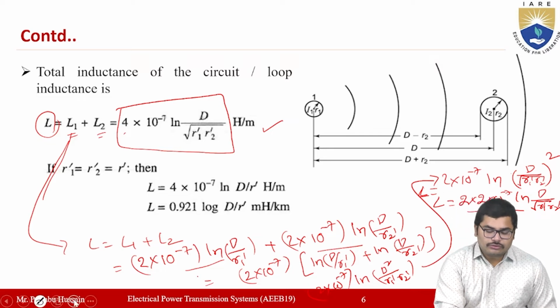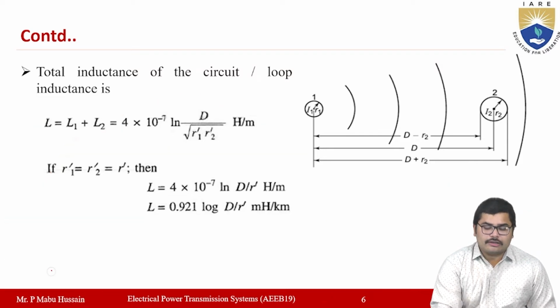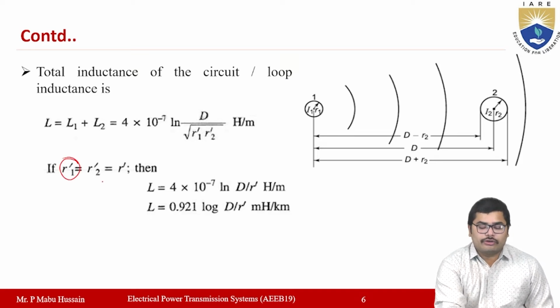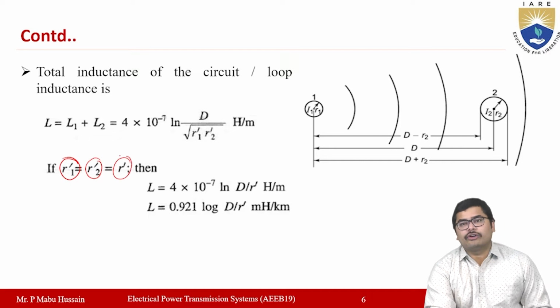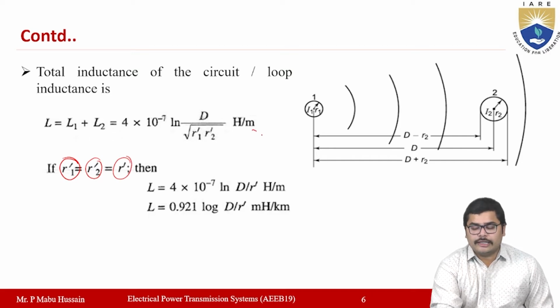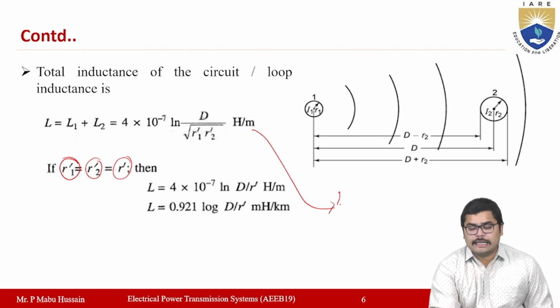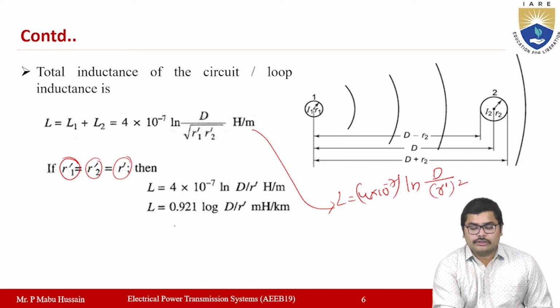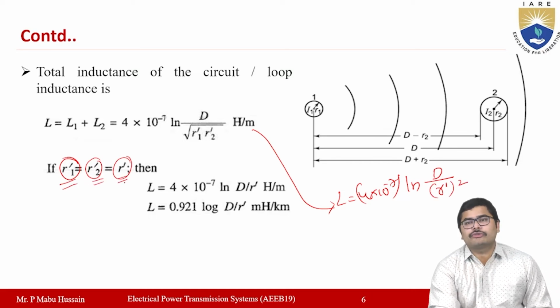So you got the inductance of the total circuit by considering current flowing in conductor 1 and conductor 2 both. Now if the radius of the two conductors is the same, if R1 dash is equal to R2 dash, let it be equal to R dash. In such a case, what will be the inductance equation? Then this equation can be modified as L is equal to 4 into 10 power minus 7 ln d by root of R dash whole square. In place of R1 dash and R2 dash, we substitute R dash.